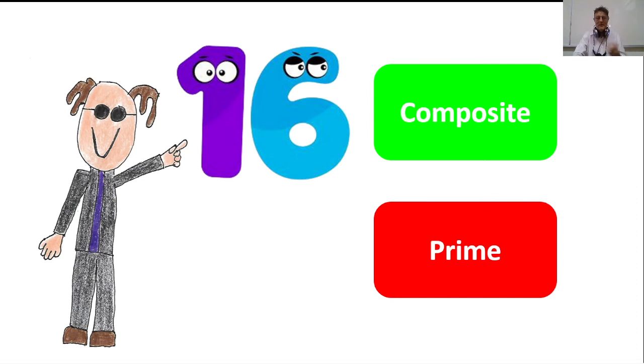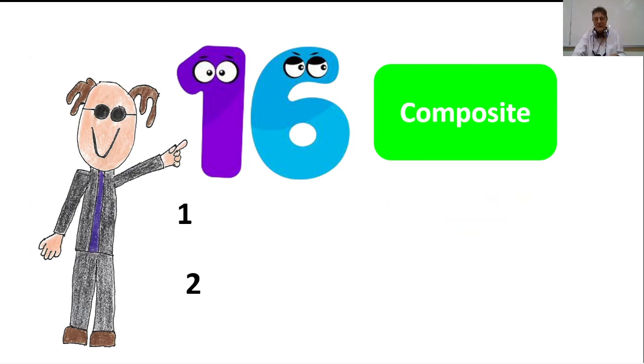16, composite or prime? Well, 16 is an even number, so it is a composite number. 16 divided by 2 equals 8. 16 is also divisible by 4. 16 divided by 4 equals 4. And of course, it is divisible by itself.